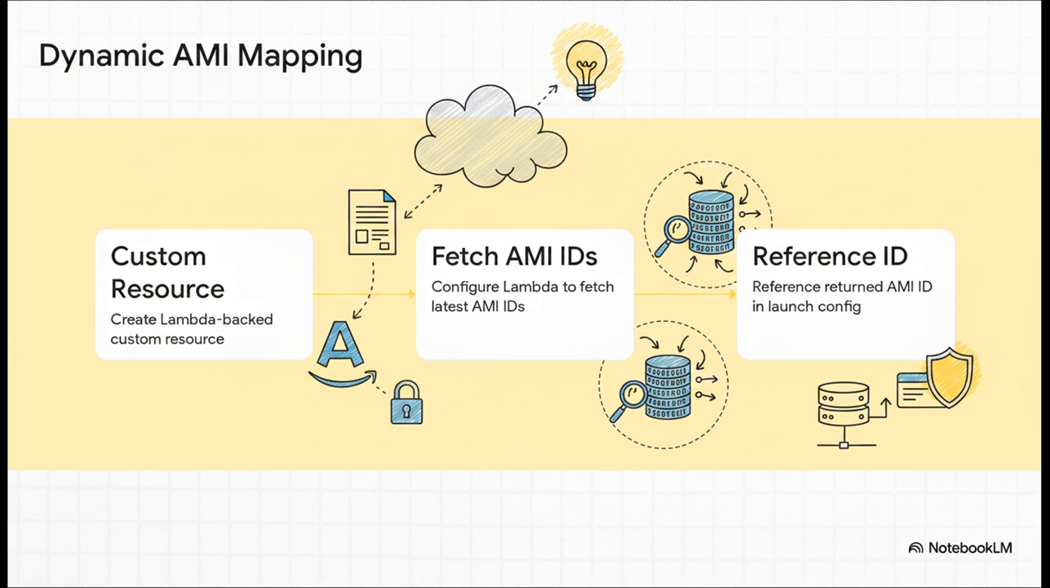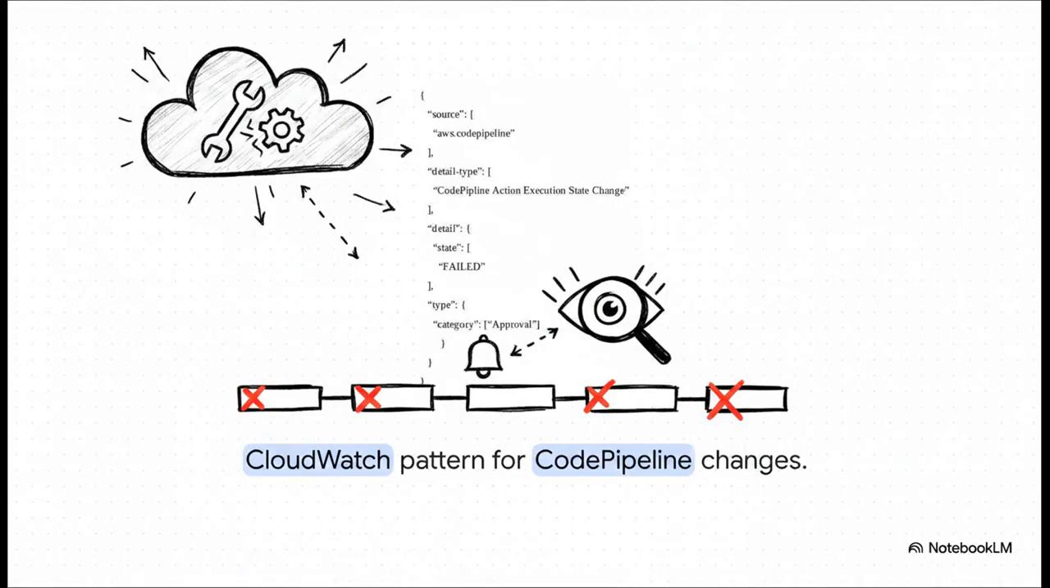Basically, inside your CloudFormation template, you create an AWS Lambda-backed custom resource. When the stack evaluates, this custom resource triggers the Lambda function, which then runs code to fetch the absolute latest approved AMI ID. Your launch configuration then just simply references that returned ID, so your infrastructure is effectively updating itself securely. Pretty cool, right?